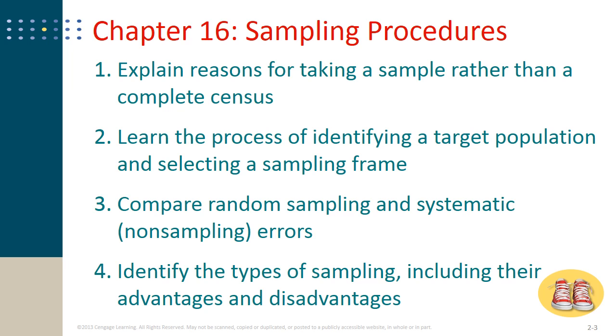So we're going to talk about why we do sample instead of trying to collect data from every single unit that we could, which if we conduct research in that way, is called a census. We're going to talk about the process of identifying a target population and selecting a sampling frame, about sampling and non-sampling errors, and about the different types of sampling, probability and non-probability, and some types of both, and their advantages and disadvantages.